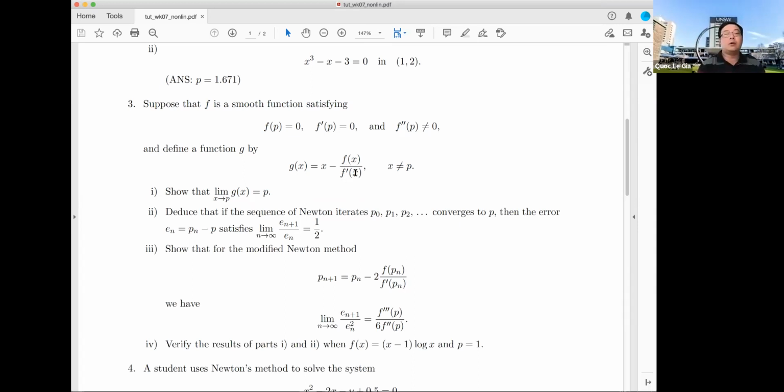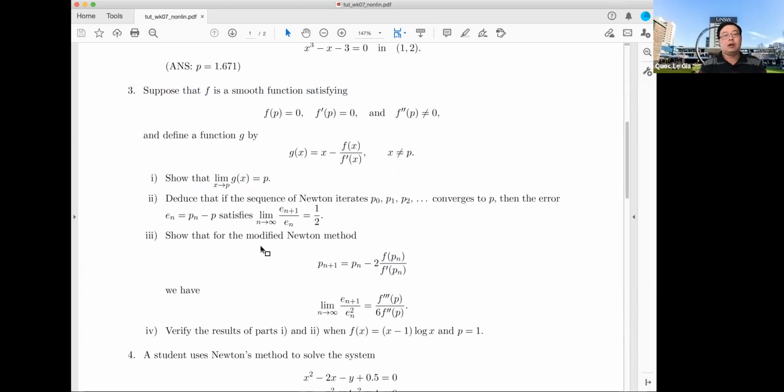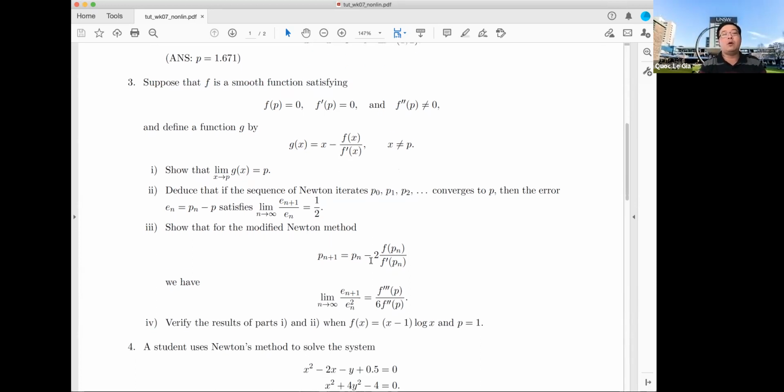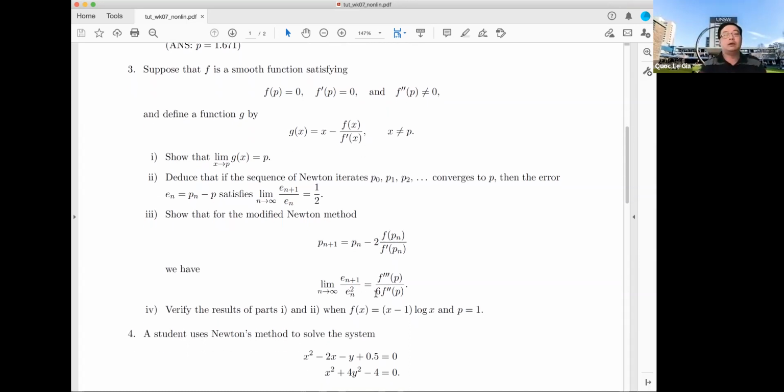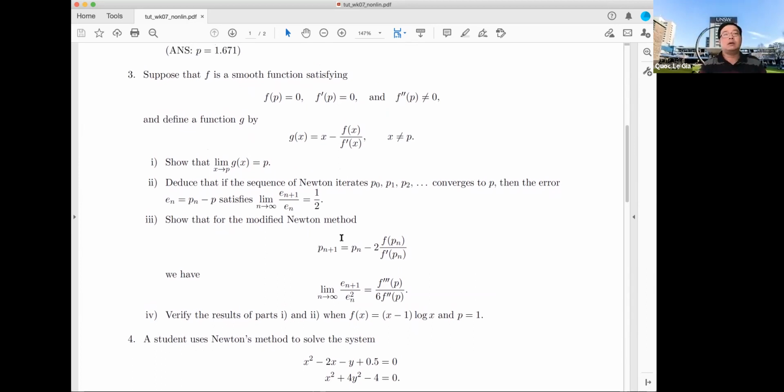So you will see that in this problem, we will prove that in this case, we don't have a quadratic convergence of Newton method anymore. So you just have a linear convergence, okay? And then if you modify the Newton method by multiplying by 2 the second term, then you can recover quadratic convergence. Okay, so now we do it step by step, yeah.